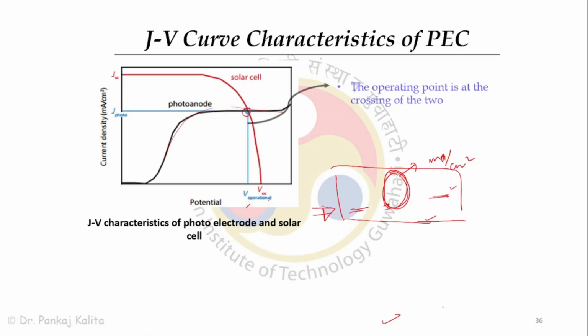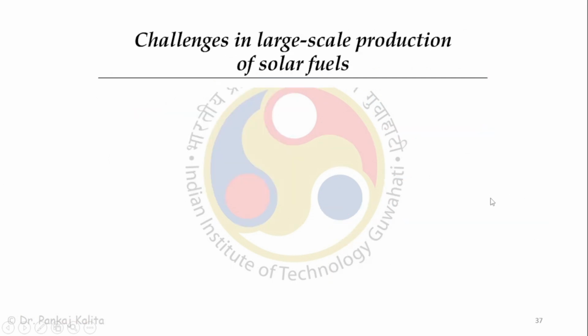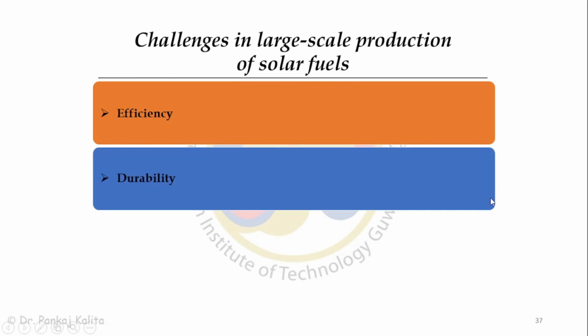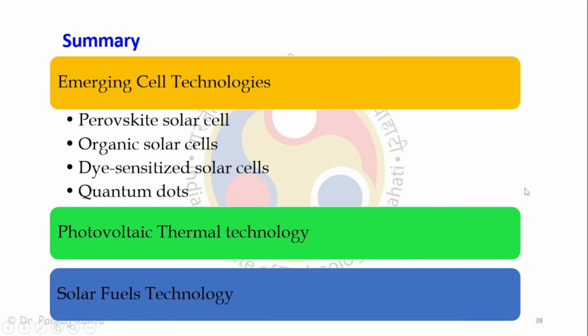I think you must have remembered the IV curve now, this characteristic curve which is used to determine the efficiency, etc. These are the challenges: very low efficiency, and durability is an issue because glass components are there. Cost effectiveness is also a concern. It is installed in an outer environment, so there can be various factors which can hamper its performance.